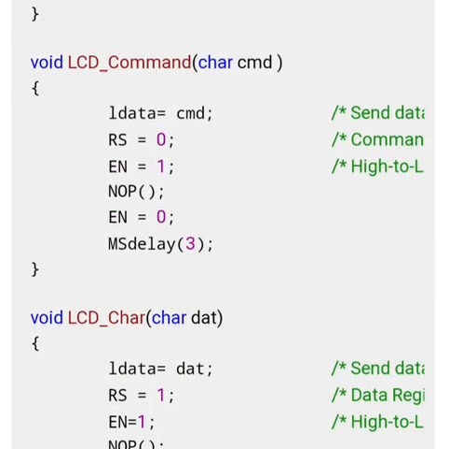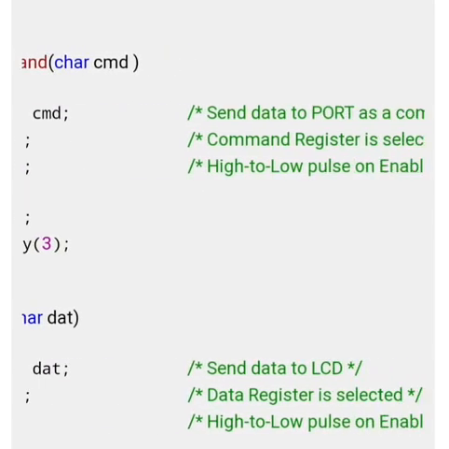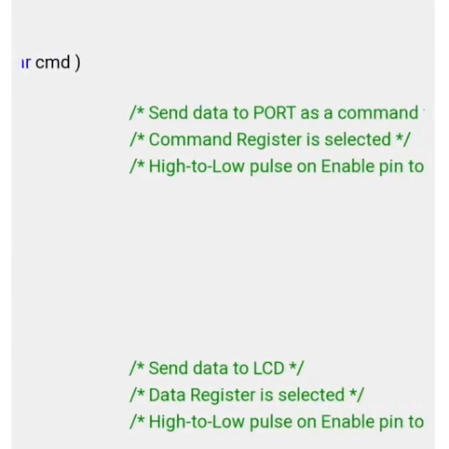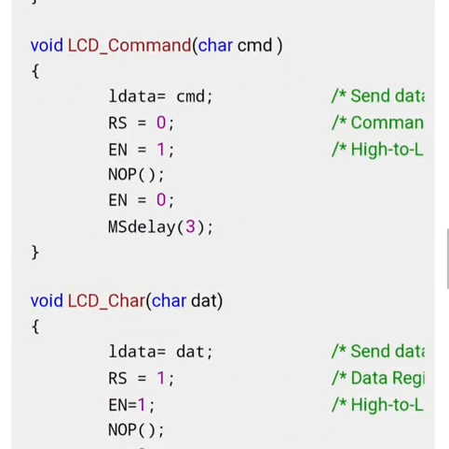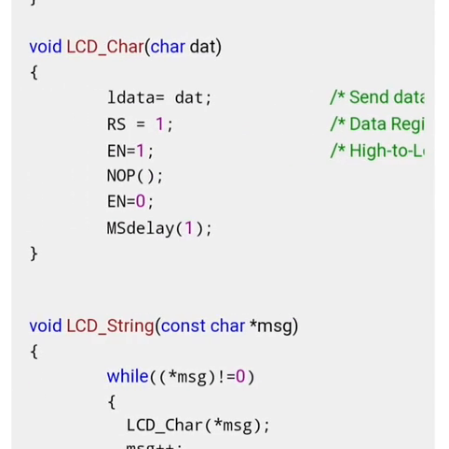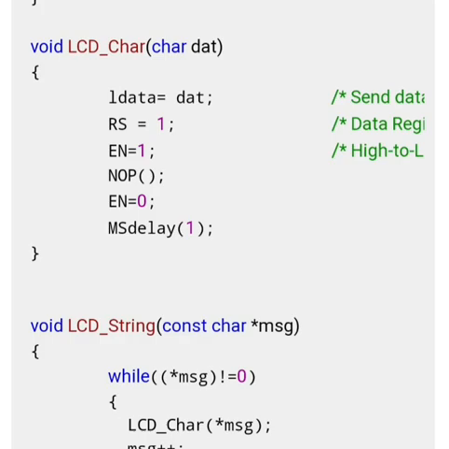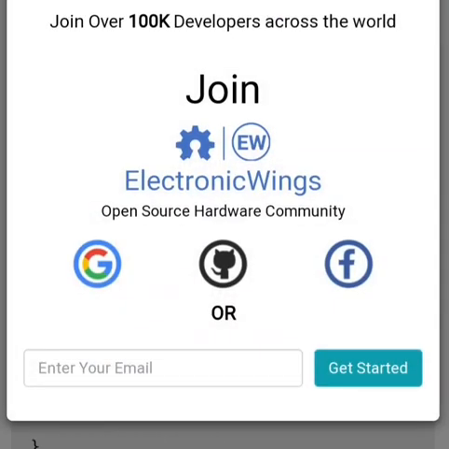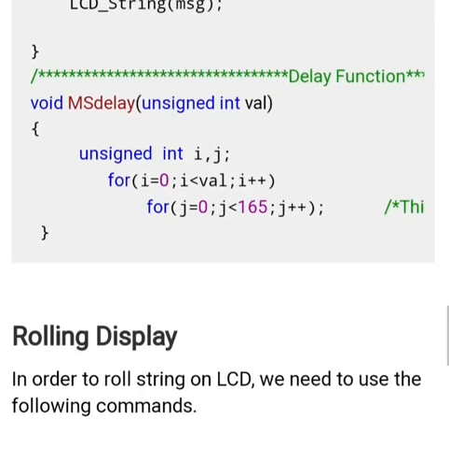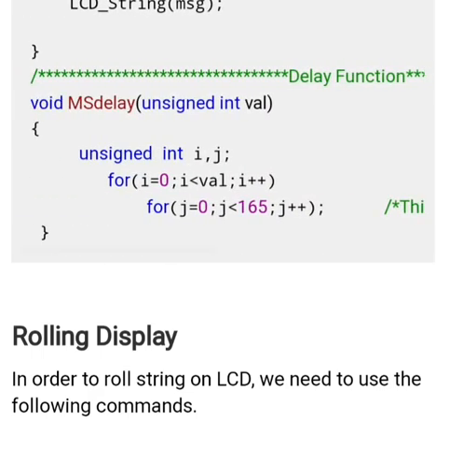Then next is send data to the port as a command for the LCD. Then RS 0, that is command register selected, enable 1, that is a high to low pulse on the enable pin. Then again send data to the LCD. Then RS 1 is data register selected, enable 1, high to low pulse. And the last is the delay function, that is this count provides a delay of 1 millisecond for 8 megahertz of frequency.